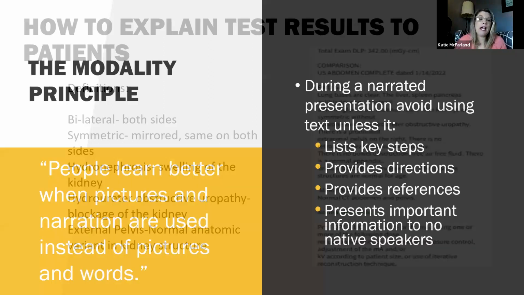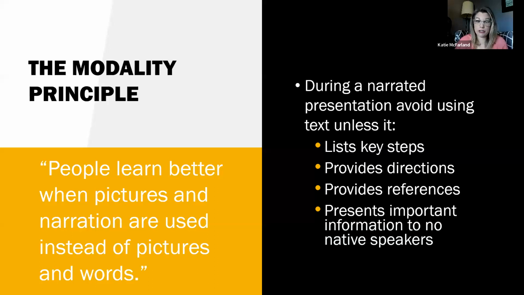The modality principle: people learn better when pictures and narration are used instead of pictures and words. So this is kind of like the redundancy principle, but it goes that extra step. And instead of just saying, don't repeat, it says pictures and narration are better than pictures and words. So if you are going to teach someone how to do something, being able to show them a demonstration or a video or a picture and talk about that as it's happening is going to be better for your learner than words and pictures. And that's, again, because of that split attention effect.